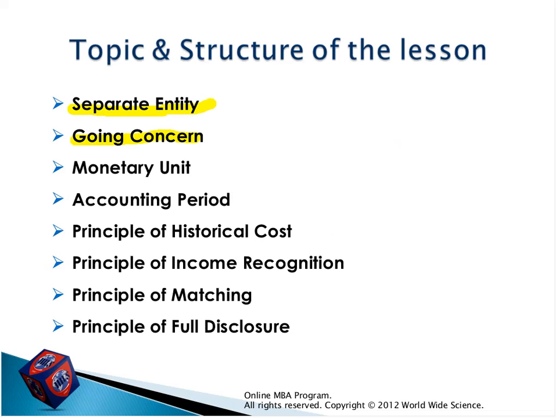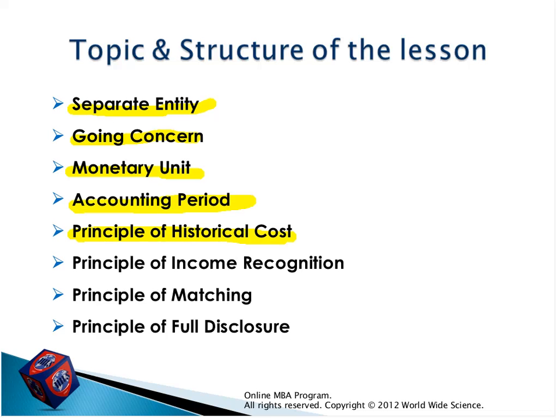The monetary unit means all your activities would be considered in the business if they are measured in money, and the currency is that of the country in which you are working. Accounting period: all our financial statements have an accounting period, mostly 1 year. Next, the principle of historical cost means that when we buy any assets or resources, the costs would be recorded at the price when we bought them.